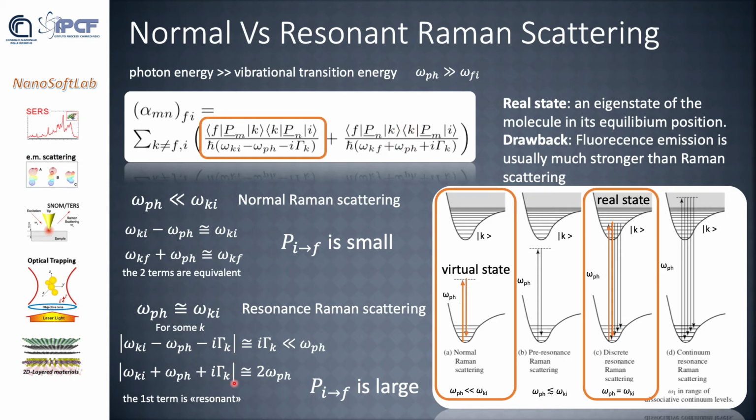Only the first term is resonant. So if our photon has an energy that can match at least one real transition, the Raman scattering signal will be very much largely enhanced, typically 2 or 3 orders of magnitude. In this case, we have a real state that is an eigenstate of the molecule in its equilibrium position. The drawback of resonance Raman scattering, as we will see in the next slide, is that we can have fluorescent emission, which is usually much stronger than Raman scattering.